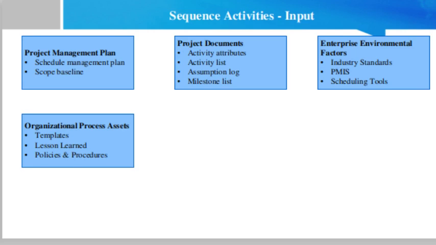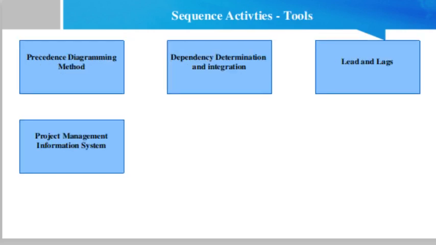Now, the tools for the process of sequencing activities include the precedence diagramming method. The precedence diagramming method, or PDM, is a technique used for constructing a schedule model in which activities are represented by nodes and are graphically linked by one or more logical relationships to show the sequence in which the activities are to be performed.